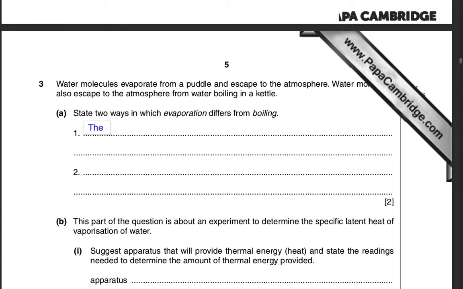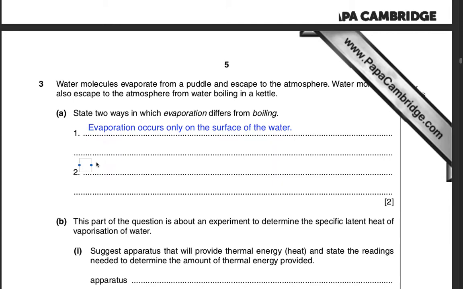Instead of saying "the process," you'd better be specific. Evaporation occurs only on the surface of the water. You have to say water. Don't say liquid, because they've said water here.